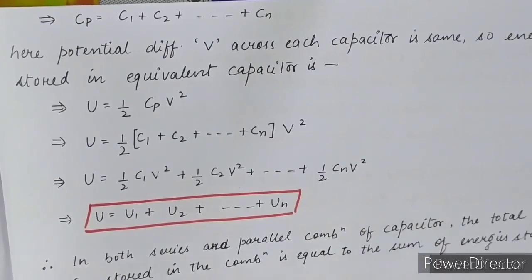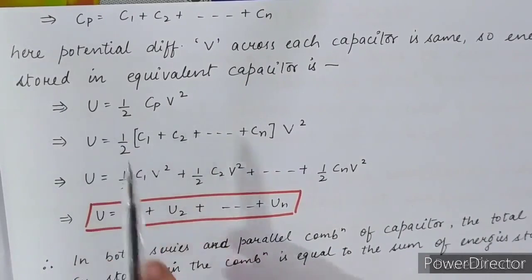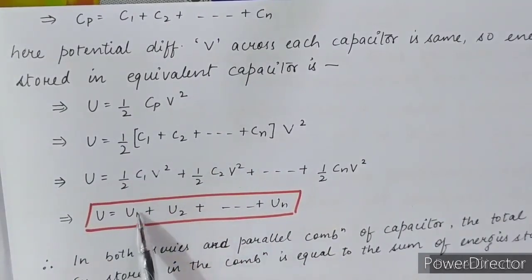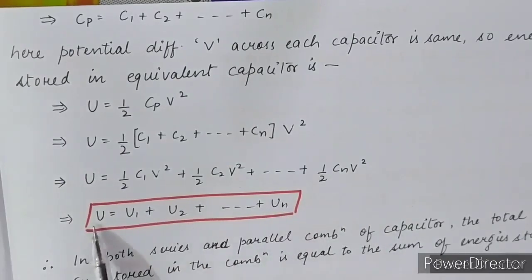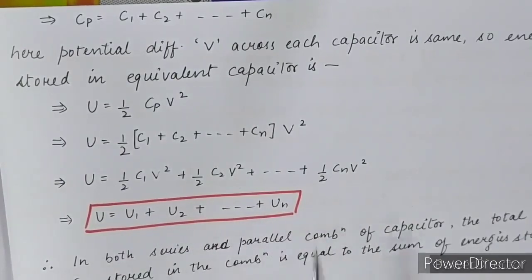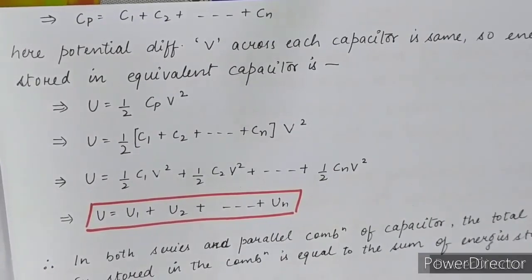Half CV square is the formula of potential energy. So for the first capacitance U1, second U2, for the nth Un. So U is equal to U1 plus U2 plus so on Un, meaning simply the algebraic sum of all the potential energies. Meaning in a series combination and in a parallel combination, the formula of energy stored is the same: the algebraic sum of all the energies.